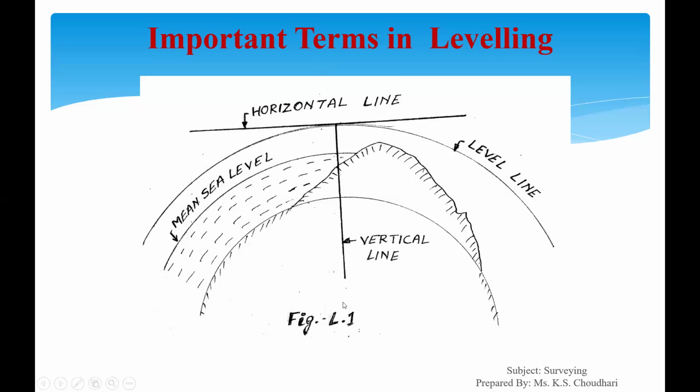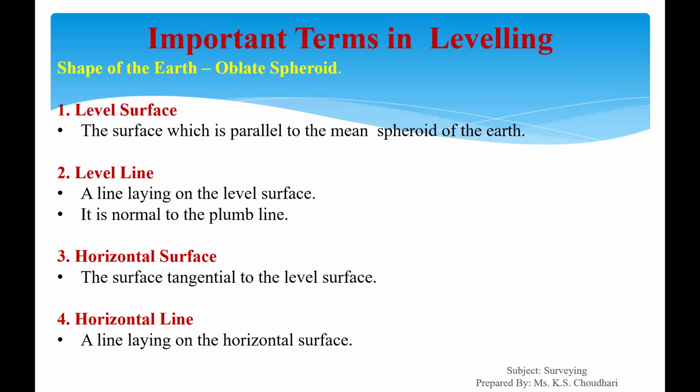Now we will see the definition of each and every term, and according to that I will try to show you it in this diagram. First of all, keep this in mind that the shape of the earth is oblate spheroid. Number one, the level surface. Level surface is the surface which is parallel to the mean spheroid of the earth. Now the level line: a line lying on the level surface is the level line, and it is normal to the plumb line.